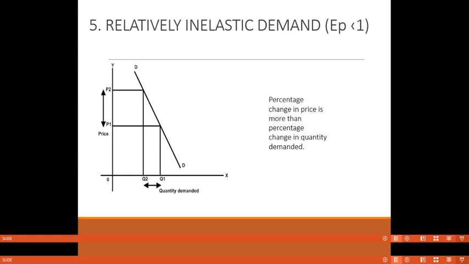The last type is the relatively inelastic demand. That means when the elasticity is less than 1, the demand curve is a little flatter than the earlier one. You see here, the percentage change in the price is more than the percentage change in quantity demanded.